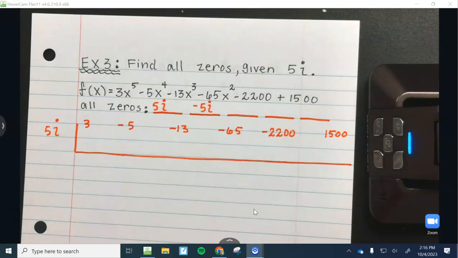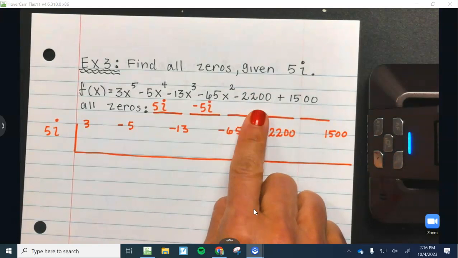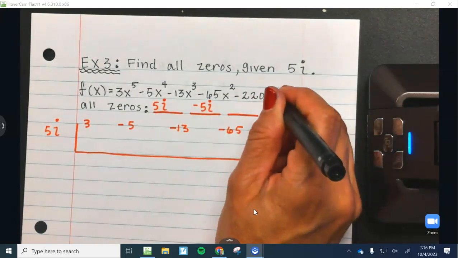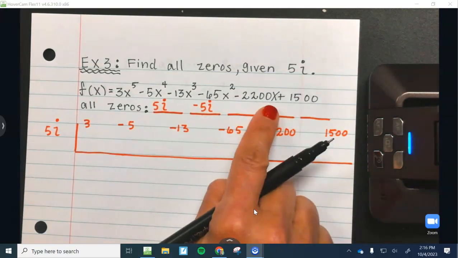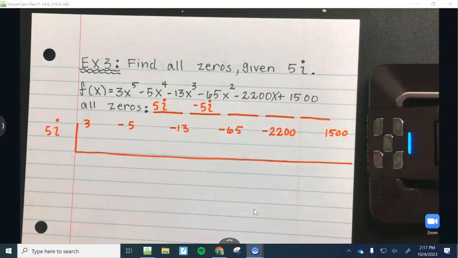I apologize to you. There should be an X next to the 2200. Thank you so much, Ananya. Let's write an X there. Great catch. Did y'all put an X next to that? We don't have any missing degrees. That should be a single X. Sorry. Thank you so much.